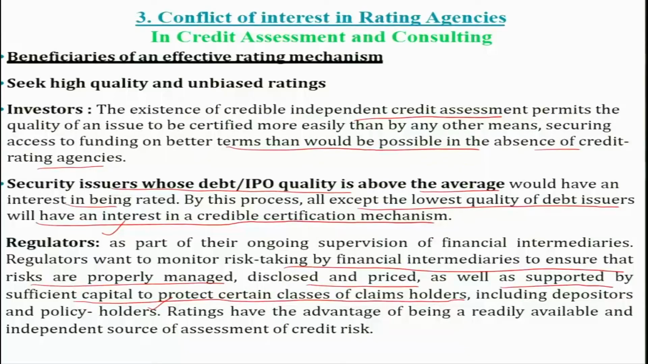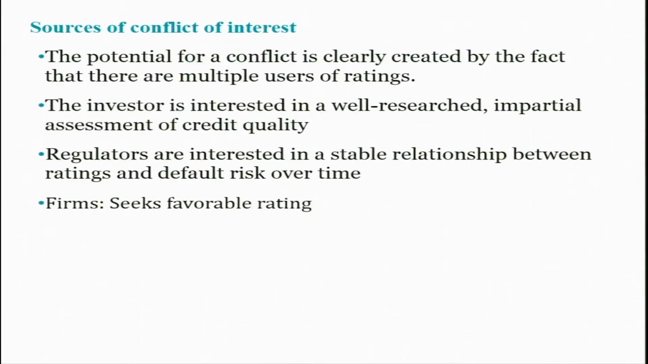Welcome. So in this session, let's continue our discussion about conflict of interest in rating agencies. We have seen in the previous session that there are mainly three beneficiaries of an effective rating mechanism: one is investors, second is security issuers, and the third one is regulators. Let's see what are the sources of conflict of interest for the rating agencies.